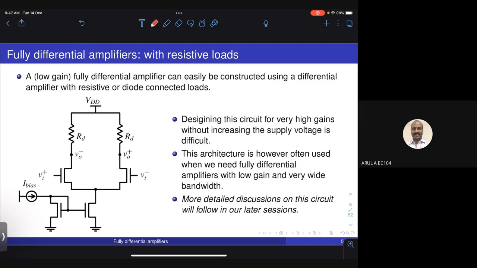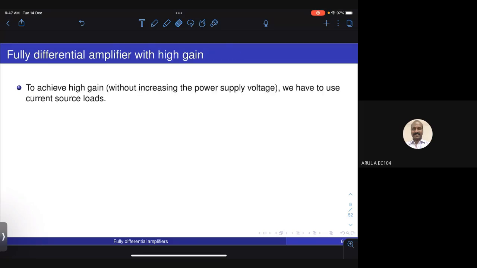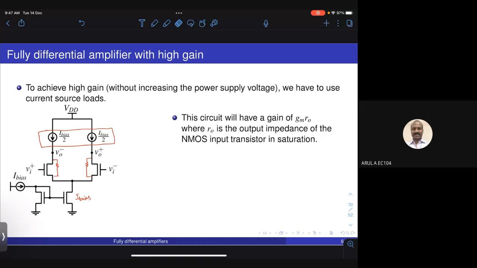You cannot increase the current arbitrarily, because if you try to increase current arbitrarily, output common mode will become difficult to maintain. If you increase the resistance, then maintaining the output common mode becomes difficult, which means the solution would be to use very high VDDs, which again is not practical. So if you want to increase the gain, all that we can do is, if we can somehow set up current sources as the loads, then we will be able to set up the amplifier to have high gain without using a very high supply voltage.